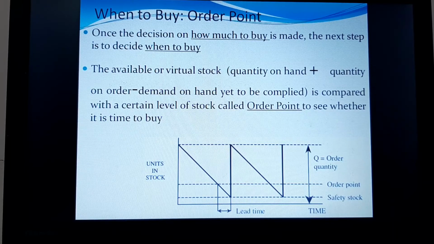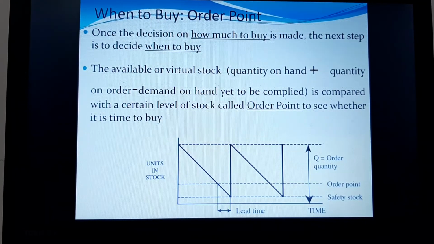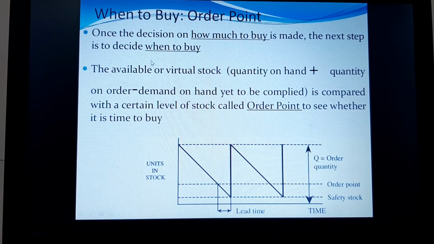It is nothing but when to buy, or what is the order point. So once the decision of how much to buy is made, then next is when to buy it. So that is very important. We have already found out the quantity Q from the earlier discussion. Now we have to decide when to buy it.